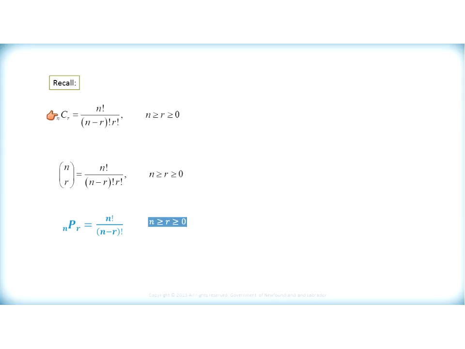I want you to recall the formula for the C of n choose R is equal to n factorial over n subtract R factorial times R factorial, recognizing again the restrictions. N has to be greater than or equal to R, which has to be greater than or equal to 0. P of n choose R is the same formula, n factorial over n subtract R factorial times R factorial, with the same restriction. And recall as well the P of n choose R is equal to n factorial over n subtract R factorial.